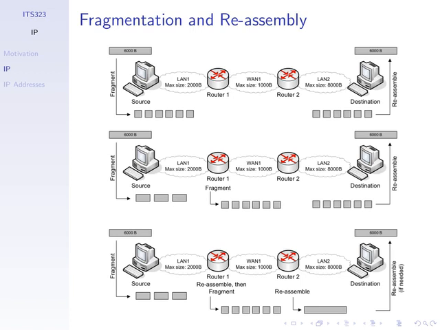This one is worse than the first one in that the routers need to do fragmentation, potentially. Here, it's only the source that does fragmentation. Fragmentation takes some CPU time.